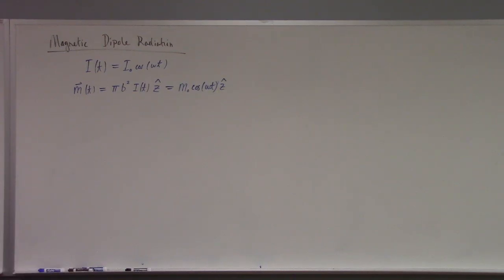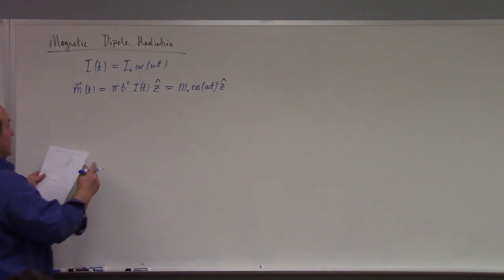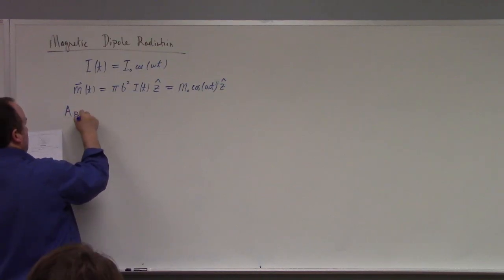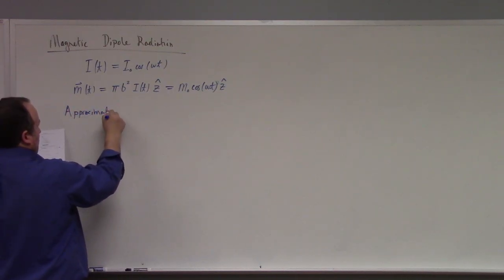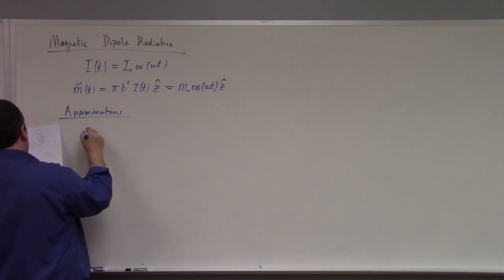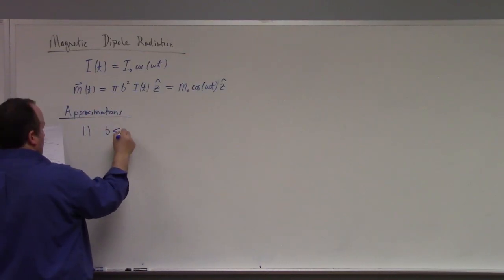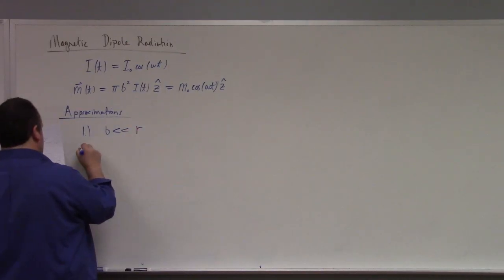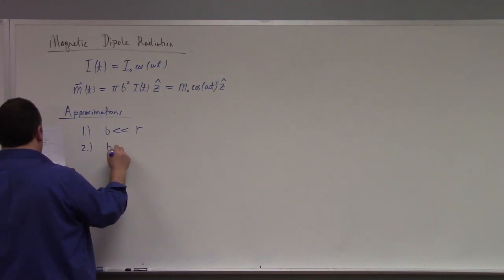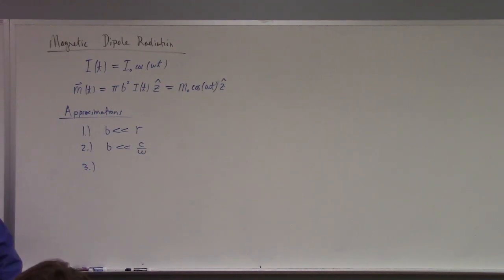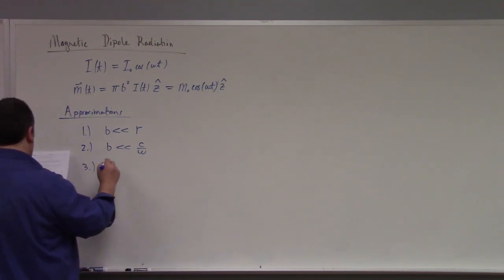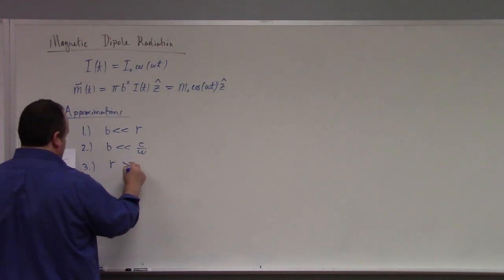So it's like at the origin, the center of the circle is pierced by the z-axis, let's say. And then he assumes various approximations so that we can do the math. Those approximations include that the size of the loop is much, much less than the distance that we're looking at, that the size of the loop is much, much less than c over omega, and 3, that the distance, this is going to be kind of familiar to the last one, is much, much greater than c over omega.